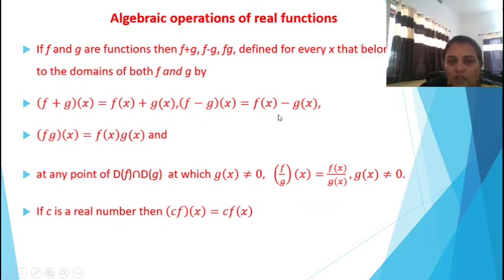f minus g of x equals f of x minus g of x. Product fg of x equals f of x times g of x, and at any point of the domain of f intersection domain of g at which g of x is not equal to 0, f by g of x equals f of x by g of x, provided g of x is not equal to 0. And next, scalar multiplication. If c is a real number, then cf of x equals c times f of x.